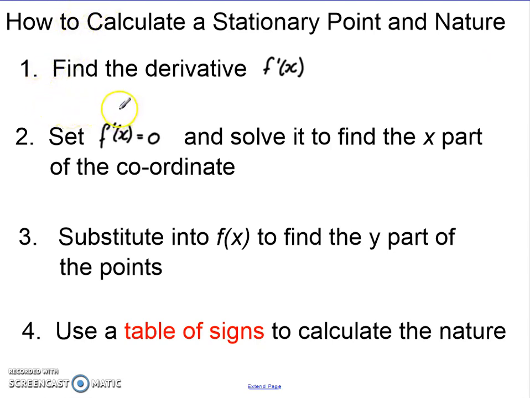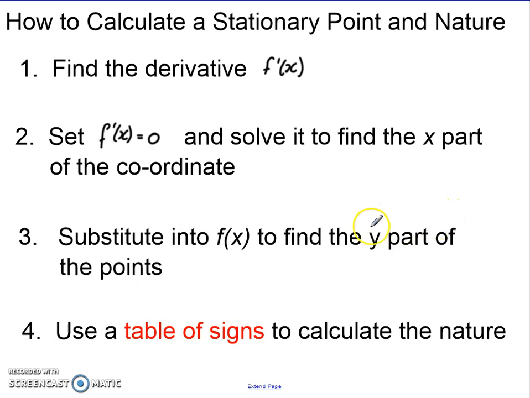Second thing, set it equal to 0. Remember, there's no change, no increase, no decrease at a stationary point, so your derivative is equal to 0. You then solve it and find the x part of the coordinate. Now remember, there could be 1, 2, 3, 10, 12. You solve it and find them all.